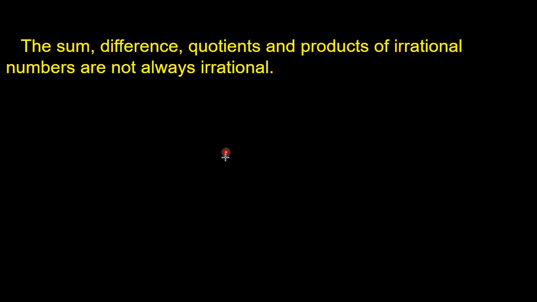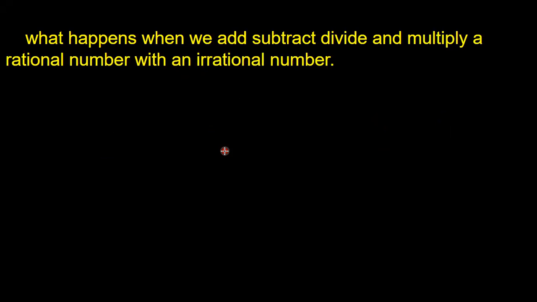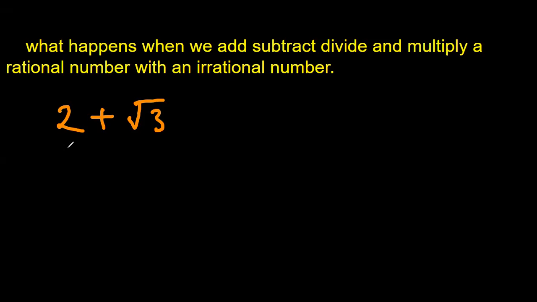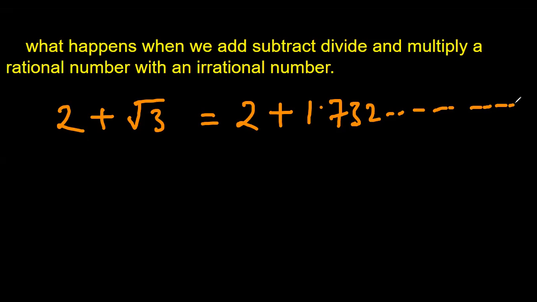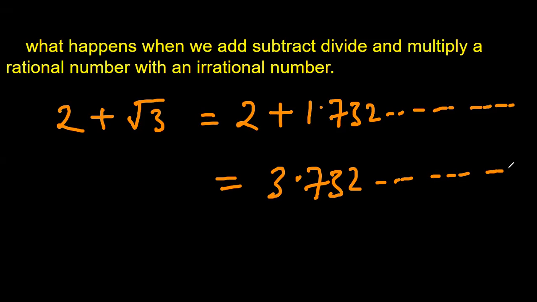Now, we would also like to see what happens when we add, subtract, divide, and multiply a rational number with an irrational number, right? 2 plus under root 3. What do you expect? What would be the answer? A rational number 2, and the irrational number would be 1.732. It continues infinitely, a never ending, never repeating number. So when we add these two numbers, we get 3.732, and that part will continue forever. That means we are getting an irrational number.